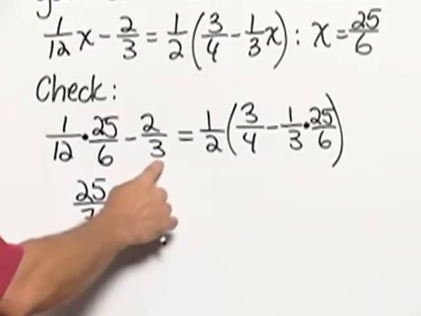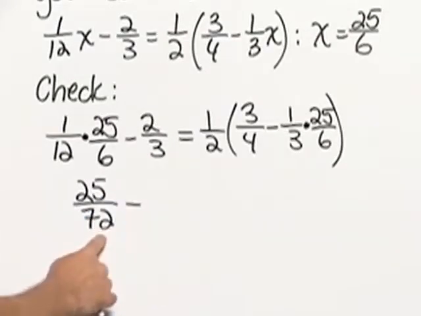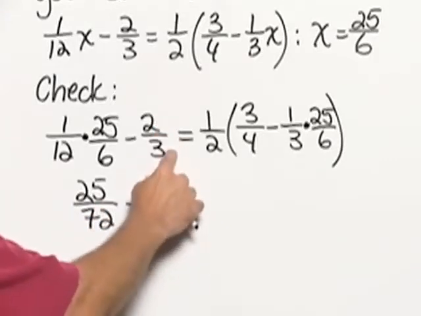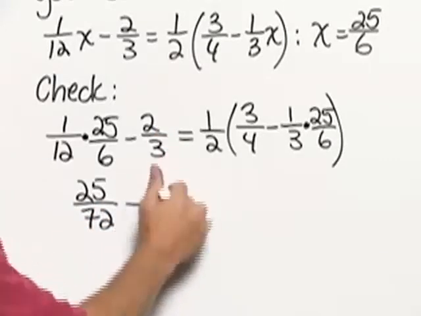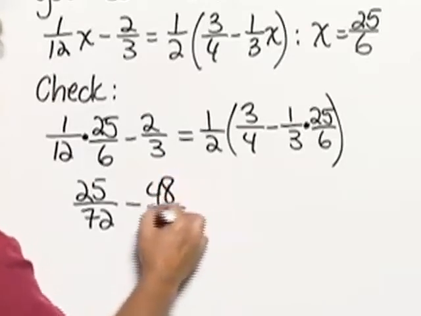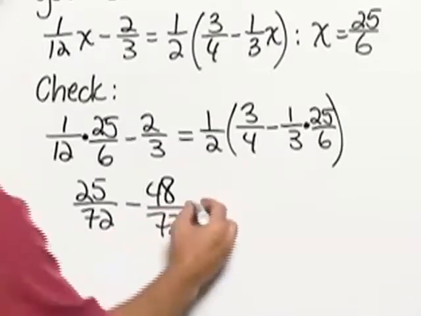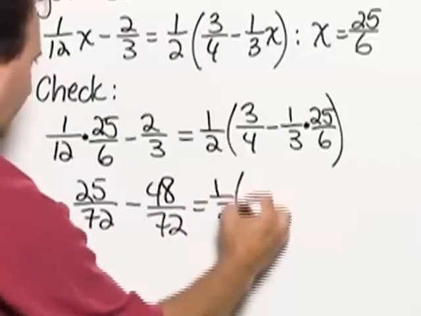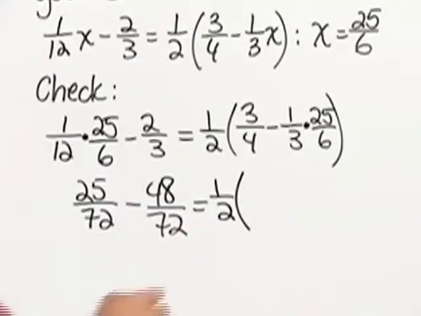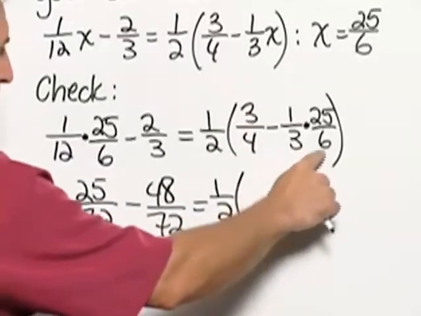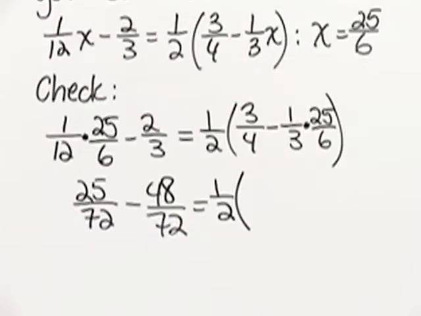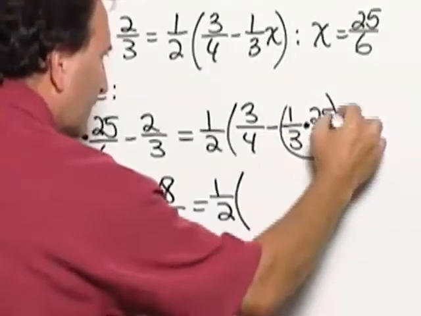So simplifying, on the left-hand side, we would have 25 over 72 minus. Now, to create a common denominator, which would be 72, we would have to multiply both the numerator and denominator by 24. So this would become 48 over 72. On the right-hand side, we have the 1/2, and then in the parentheses, I'm going to wait before I write this because when I multiply, I'm going to have 18 in the denominator.